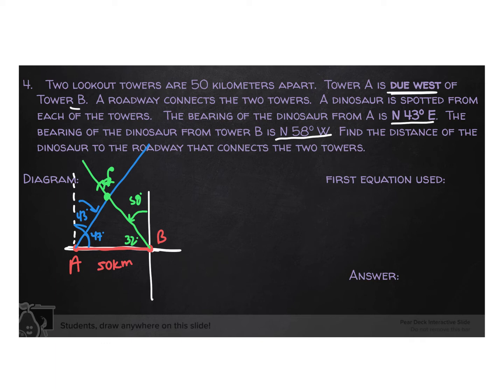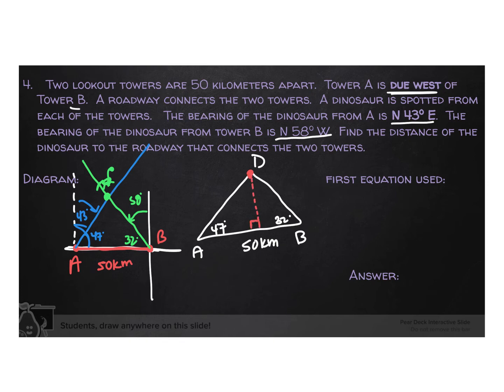Okay. So what I have going on here is I have my dino. I have Tower A, I have Tower B. These are 50 kilometers apart. And we have this 47 degree angle here, and we have a 32 degree angle here. And then what the question asks us for is the distance of the dinosaur to the roadway.